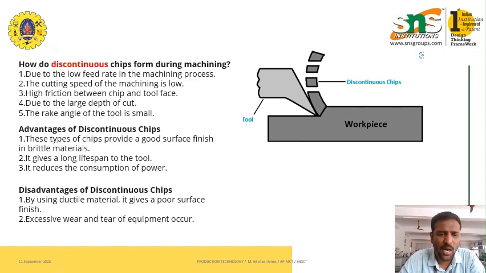Now coming to the advantages and disadvantages of discontinuous chips, these types of chips do not provide as good a surface finish as in the case of continuous chips. They have a long lifespan for the tool. It reduces the consumption of power. By using ductile material, it gives a poor surface finish, and excessive wear and tear of the equipment can also occur.